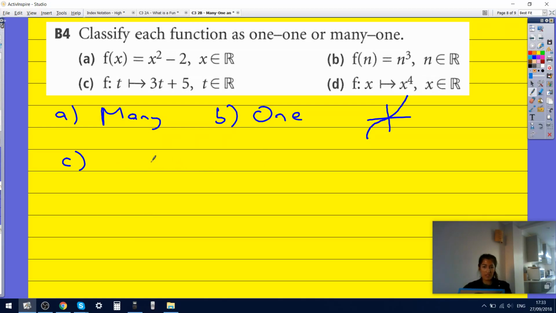Does that arrow mean anything, or is it just there? After t. It's just a different way of writing f of x equals, f such that t maps onto. Okay. So if x equals 4, that would be 12 plus 5, which is 17. If x equals -4, that would be -12 plus 5, so it's -7. And that would look something roughly like that.